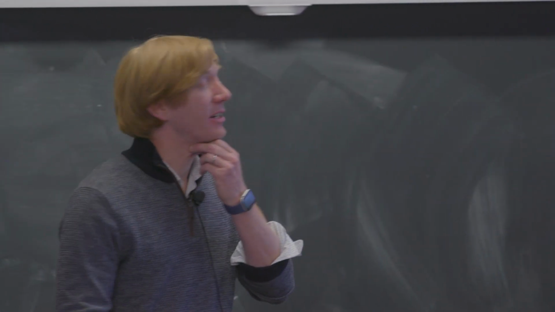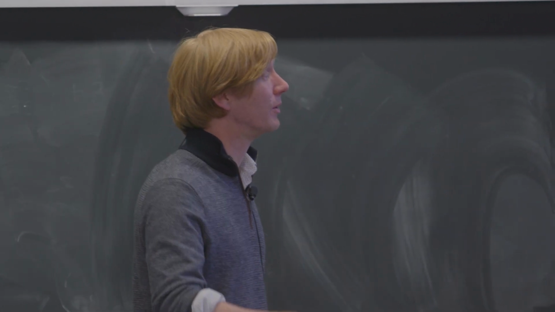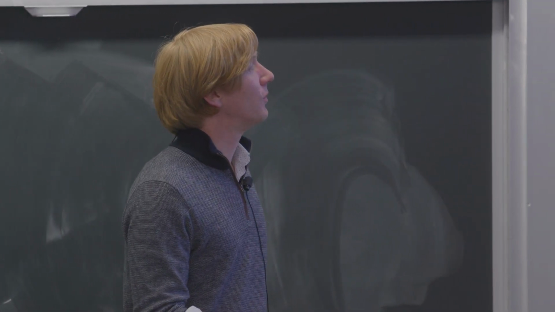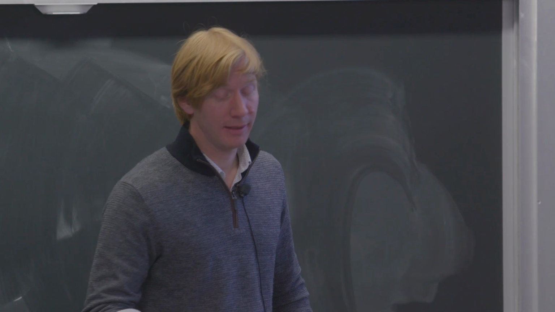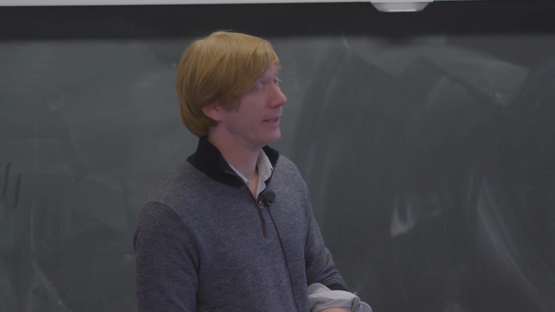So very briefly, the adaptation strategy that we use is, every 10 time steps or so, we reanalyze the field and change the grid as needed. We first perform the interpolating wavelet transform of the fields, of whatever order you want, and compare the maximum and minimum detail coefficients in each block with some thresholds. You can prove that in linear PDEs, those thresholds actually bound the error of the PDE. Once you compare that, you refine and compress accordingly. And finally, we have a new grid and we advance and solve the PDE on the new grid.